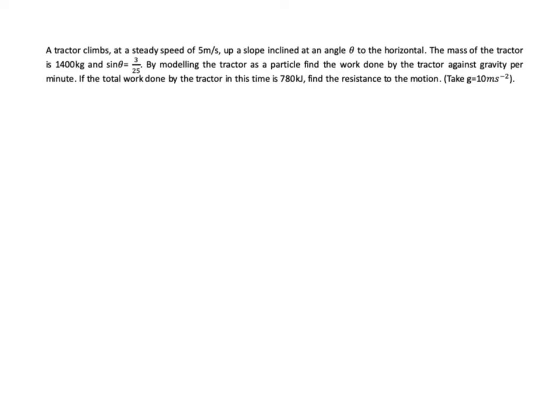Okay, first let's sketch. A tractor climbs, so I'm just going to draw a tractor. Somewhat like that. A tractor which is climbing at a steady speed, so v equals 5 meters per second, so it's moving forward. If it's moving forward, there's always a resistance acting backward. So R, in this case resistance, is acting in the opposite direction.